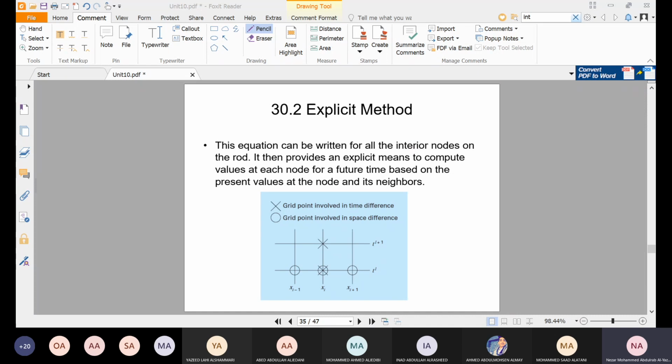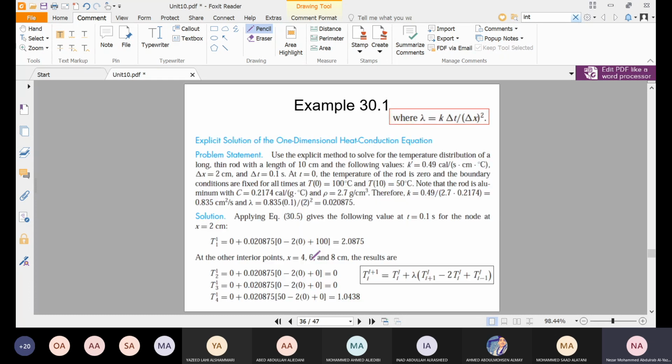The advantage of this method is that it is easy to compute and simple to implement, and we can use here forward divided difference for the first order, and central divided difference for the second order. The major problem of this method is that it is sometimes unstable. We cannot guarantee the stability or a good solution, for example, at the end. So it is conditionally stable. So this is the problem with this method, but it is easy to implement.